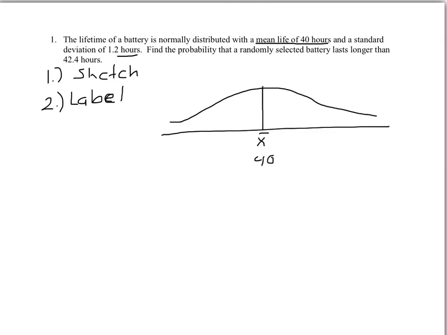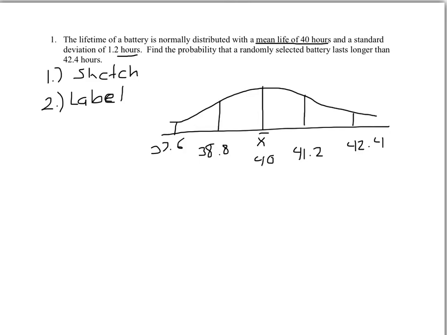Now let's look at 1 standard deviation. It says the standard deviation is 1.2 hours away. So if I move 1 standard deviation away, I would have 41.2 and 38.8. If I move 2 standard deviations away, I would have 37.6 and 42.4. Great. We just found the part of our question.